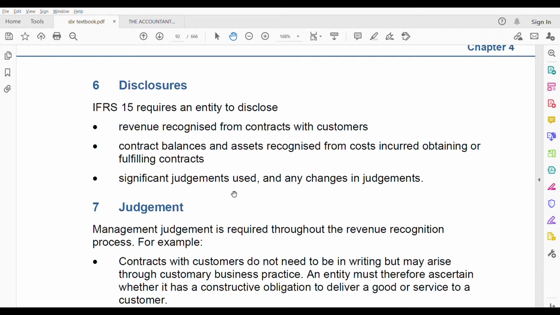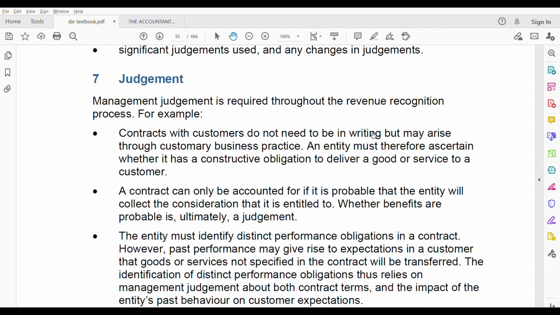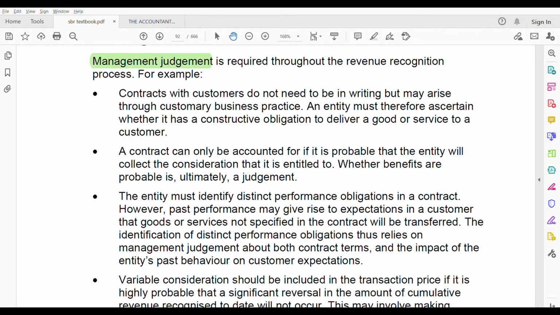Now let us go to the judgment, and this is the last section of IFRS 15. After that we'll be doing questions. So throughout the revenue recognition you need management judgment. Okay, so that's why there is this section on judgment itself. 1 2 3 4 5 6 7.